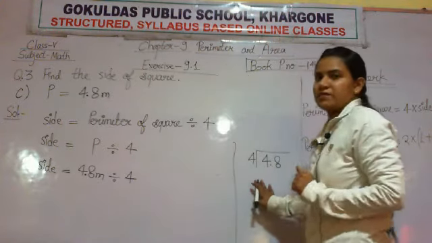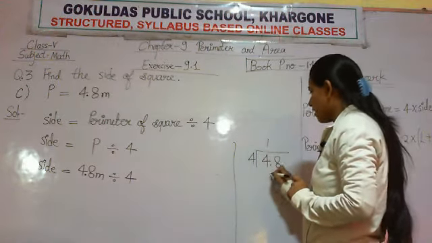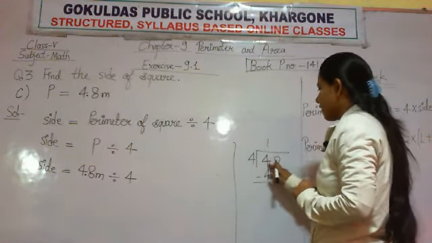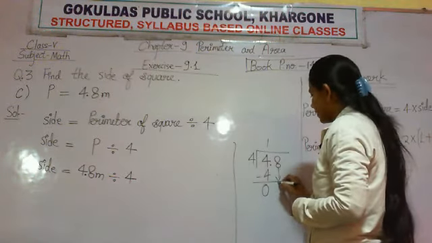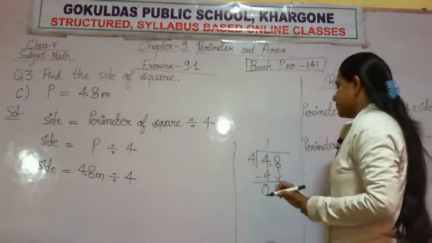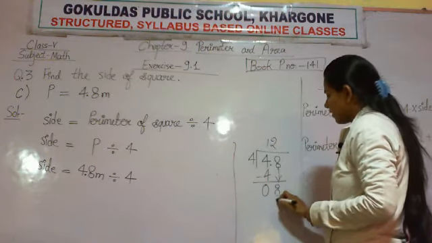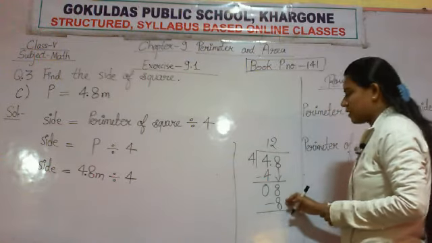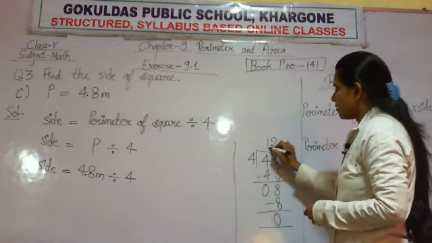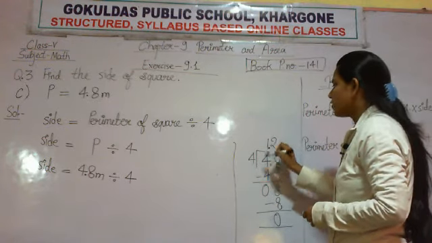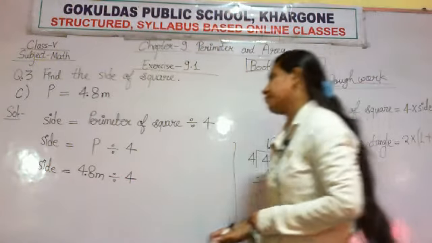In rough work, arrange the numbers in a standard form of division and divide them. So 4 ones are 4. 4 minus 4, 0 remains. Now bring down 8 here. 4 twos are 8. 8 minus 8 is remainder 0. Now put one decimal here. So when you divide 4.8 by 4, your result is 1.2.